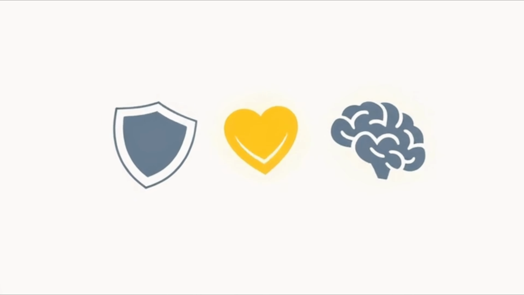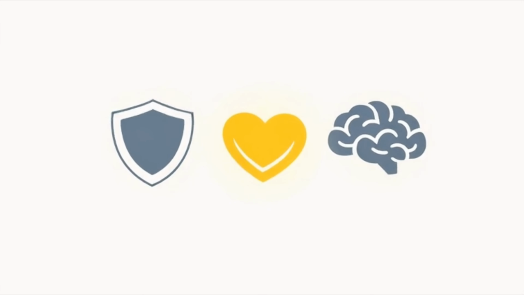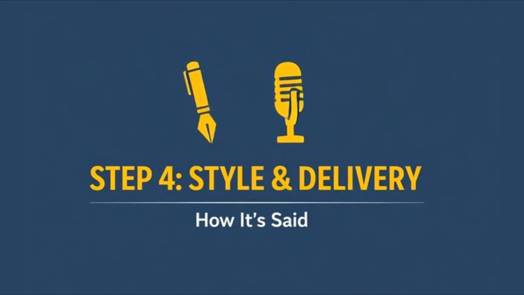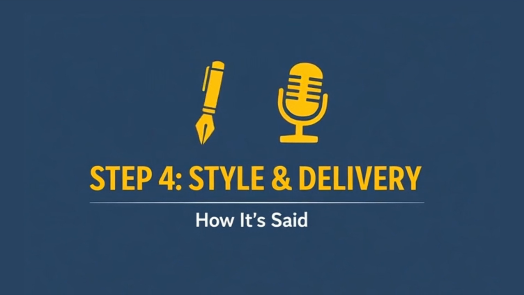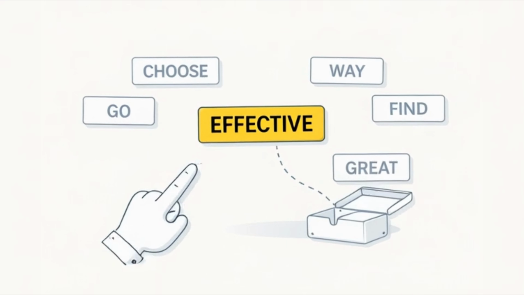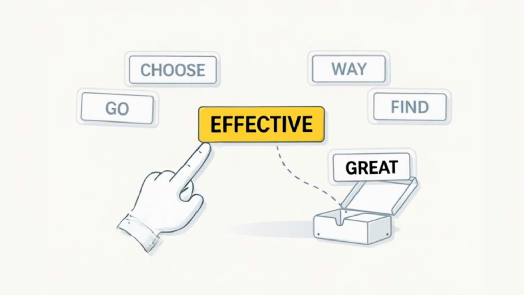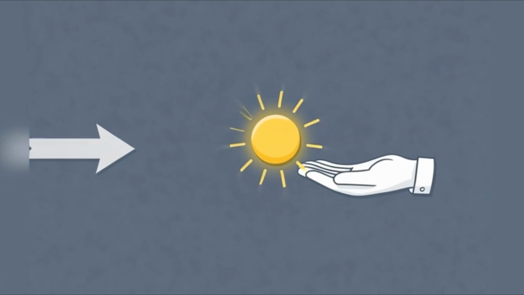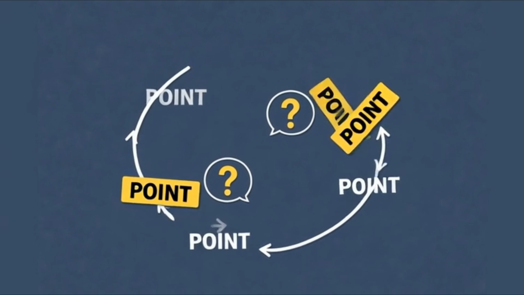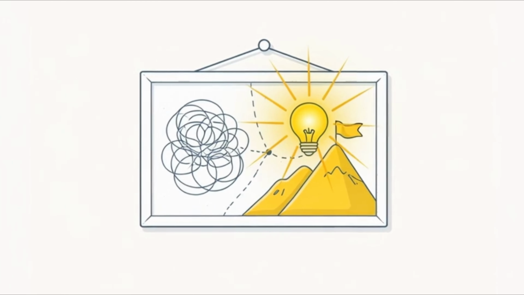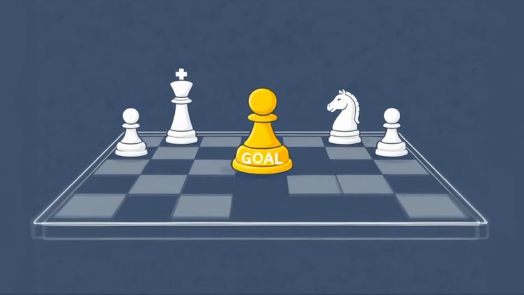Your job is to identify which appeal is doing the heavy lifting, and whether the balance makes sense for the purpose and audience. Step 4. Examine style and delivery. How something is said matters as much as what is said. Look at language choices. Is the tone formal or casual, technical or accessible, aggressive or conciliatory? Are there repeated phrases, rhetorical questions, metaphors that frame the issue in a particular way? Style isn't decoration, it's strategy.